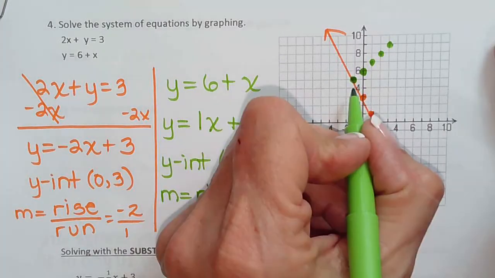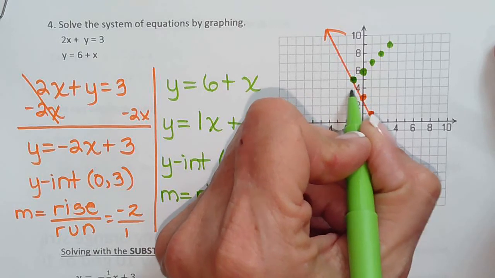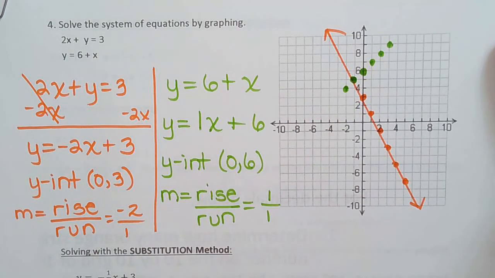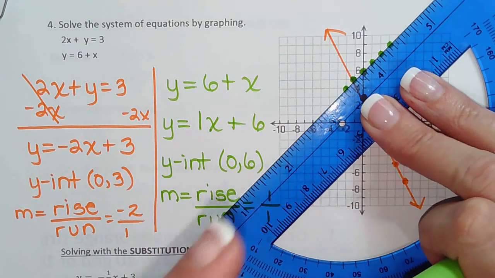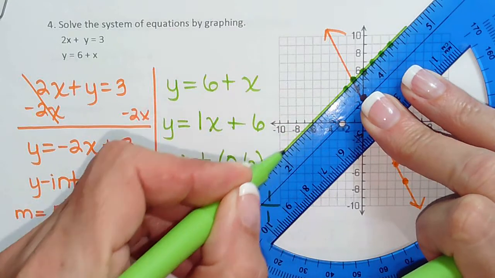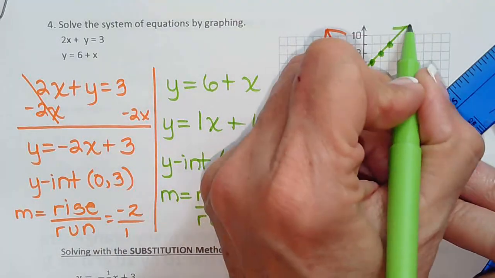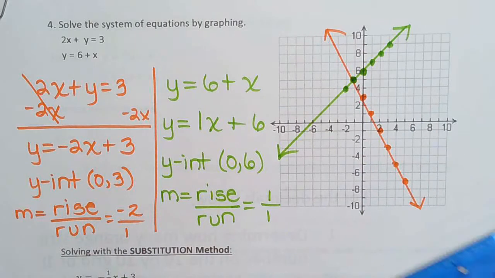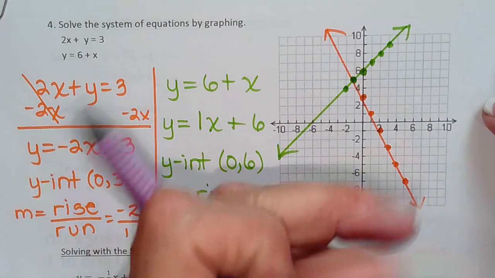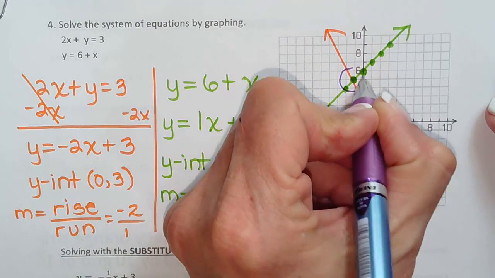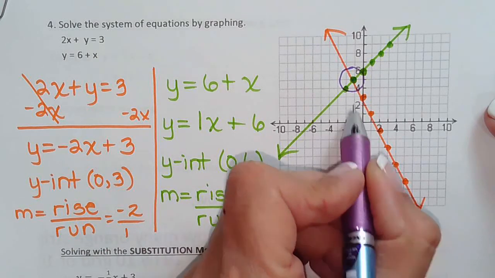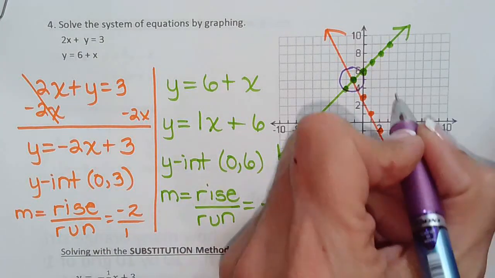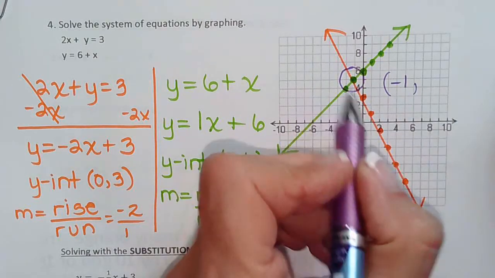We have it. Let's do one more. Down 1 over 1. And see if you can name that point before I do. So first thing I do is I always take a marker and make it big because that is my solution. The solution is the point of intersection. So this would be negative 1 is the x, and my y is 5.